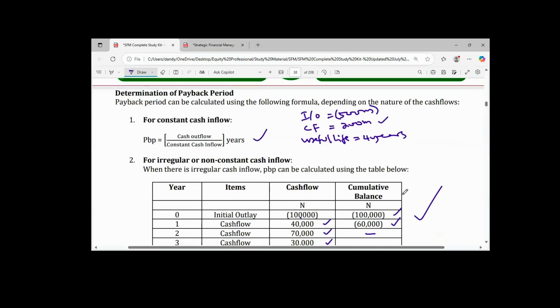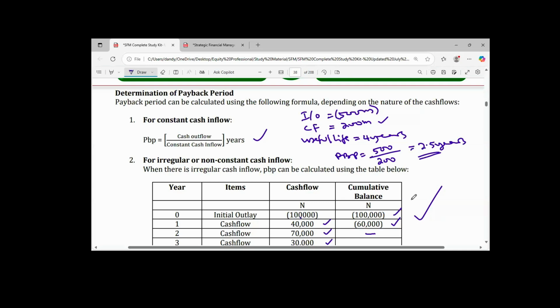So in this case, there is no need for you to use the tabular method because the tabular method will waste your time. So calculating the payback period, the payback period is equal to the cash outflow of 500 million divided by the constant cash inflow of 200 million. Okay, so this will give us 2.5 years. So this means that this project will pay back within 3 years.